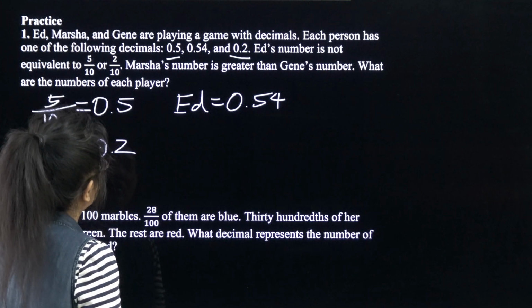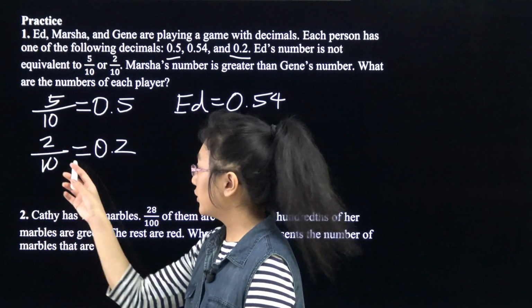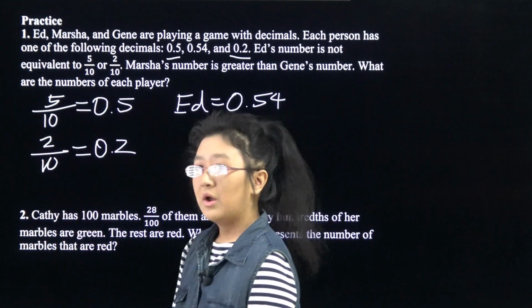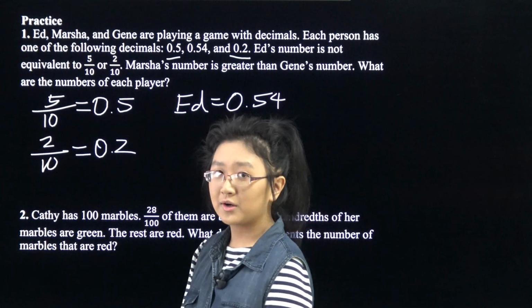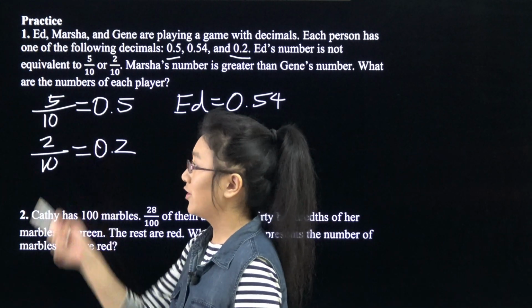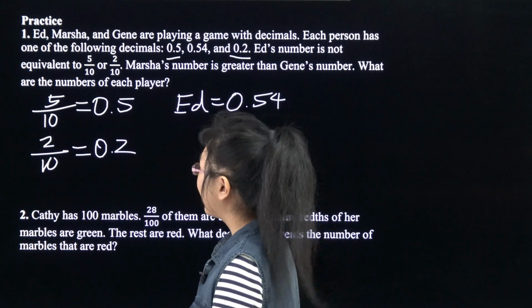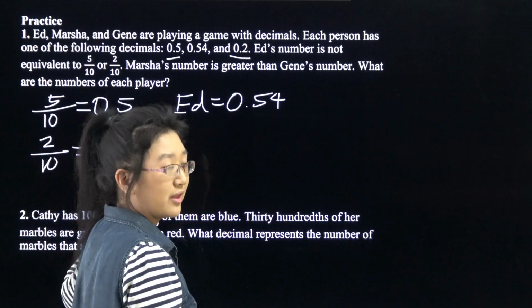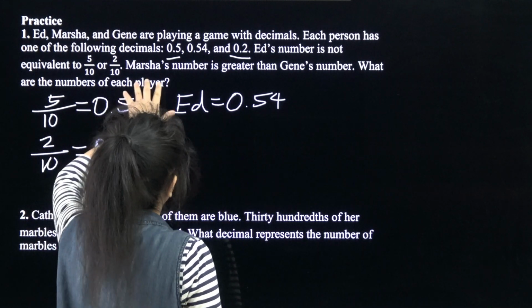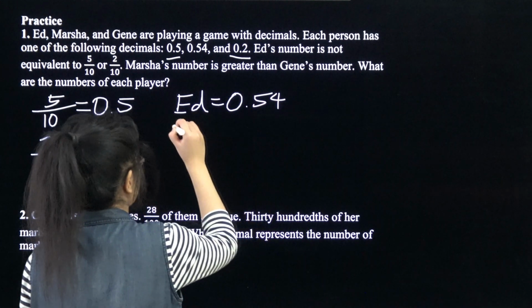Marcia's number is greater than Jean's number. Which one's bigger? 5/10 or 2/10? Well, we learned in fractions that when the denominator is equal, you compare the numerator. And we know that 5 is bigger than 2. So 5/10 is bigger than 2/10. Or 0.5 is bigger than 0.2. And Marcia's number is the greater one. So Marcia has 0.5.